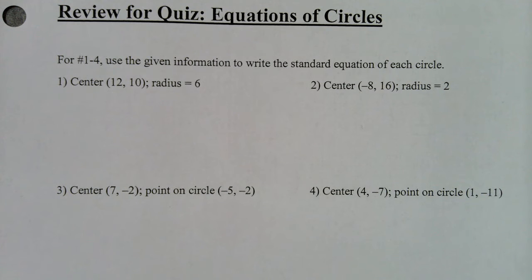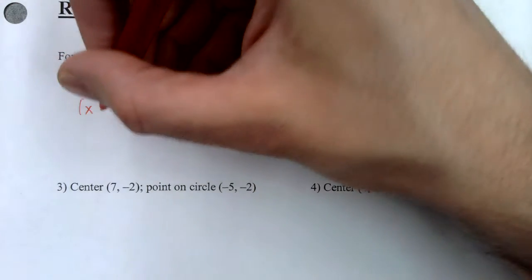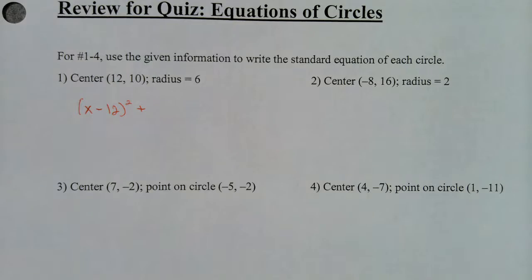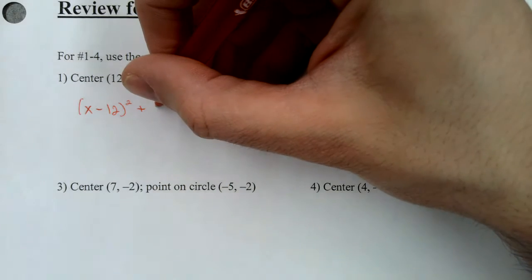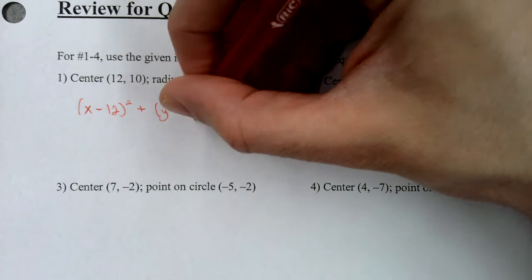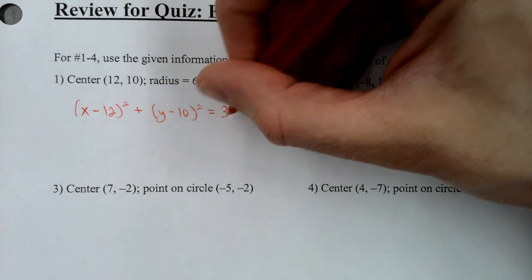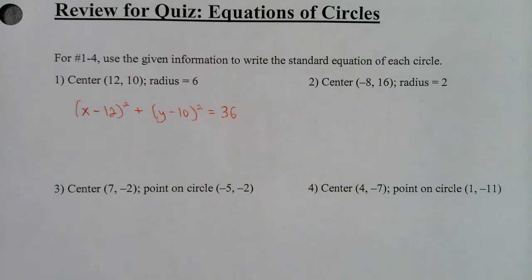Now, for the left side of the equation, when you write the x and the y terms, you're going to use the opposite signs for the center. So for the center, I'm going to do x minus 12 squared, plus y minus 10 squared equals not 6, it's going to equal 6 squared, which is 36. Okay?